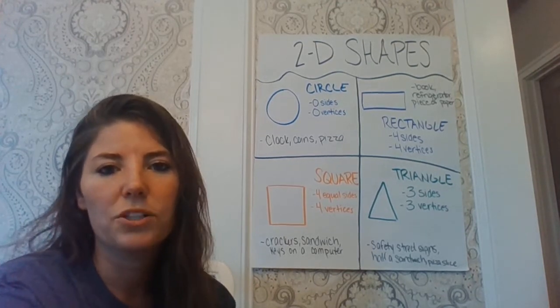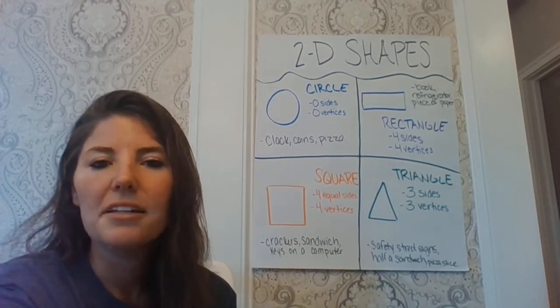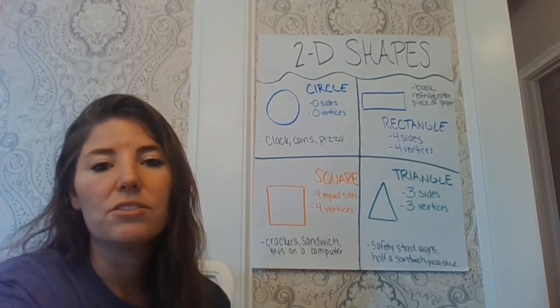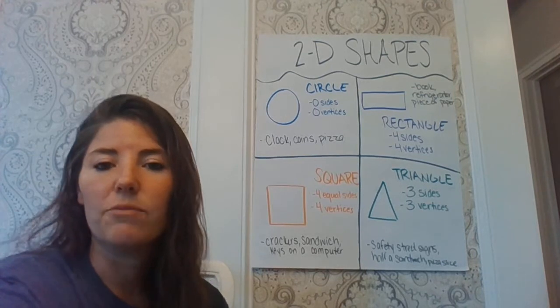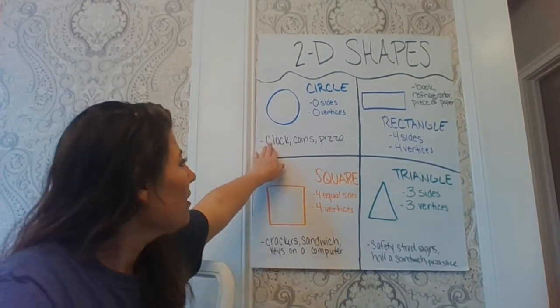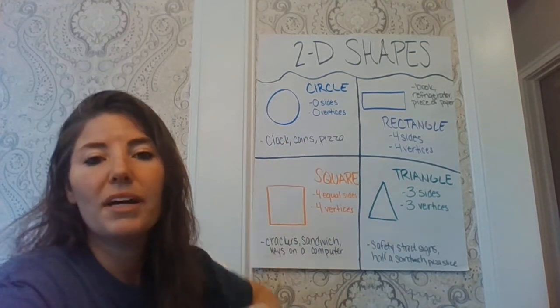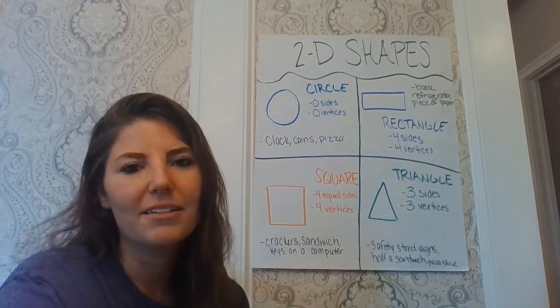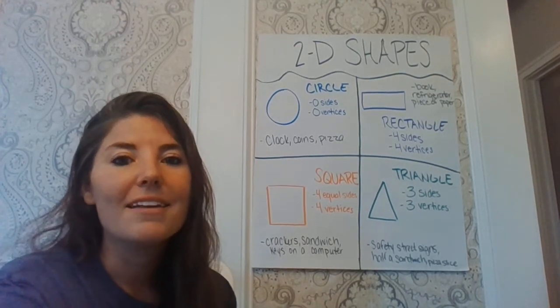Now, vertices is a word you're going to hear during today's lesson a lot, and that's just a big fancy word for a corner or an angle. So a circle has 0 sides, 0 vertices, right? Round, curvy lines. And some examples of a circle would be a clock, or coins that you might have, or your parents might have, or a pizza, a whole pizza before you eat it. So those are all examples of a circle.